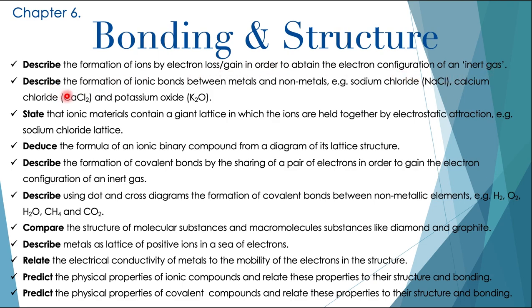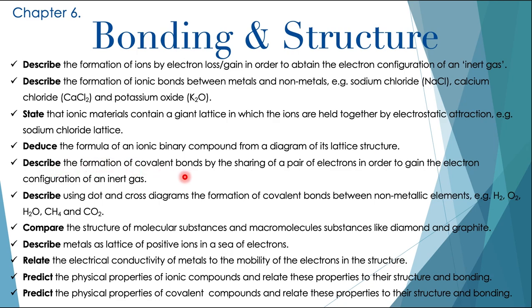You should be able to describe the formation of ionic bonds between metals and non-metals, for example, sodium chloride, calcium chloride, and potassium oxide. We're going to learn to state that ionic materials contain a giant lattice in which the ions are held together by electrostatic attraction, for example, the sodium chloride lattice. We're going to learn to deduce the formula of an ionic binary compound from a diagram of its lattice structure.